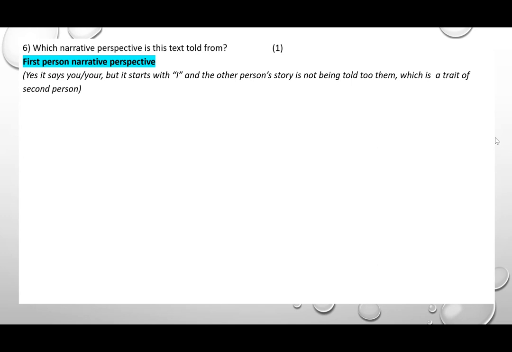That's the wrong use of to. That should just be a to with a 1 letter O, which is a trait of second person. So their story is not being told to them. It's somebody reflecting on somebody else in their life. They're directing it at them, but it's not them being told their life.